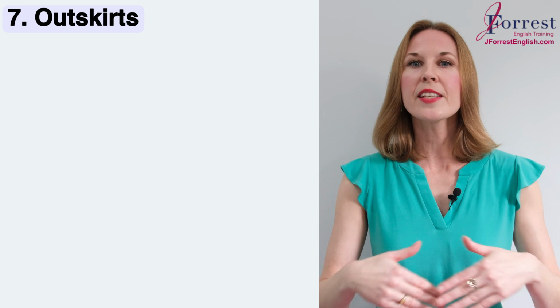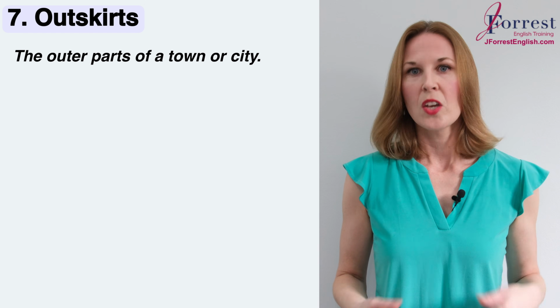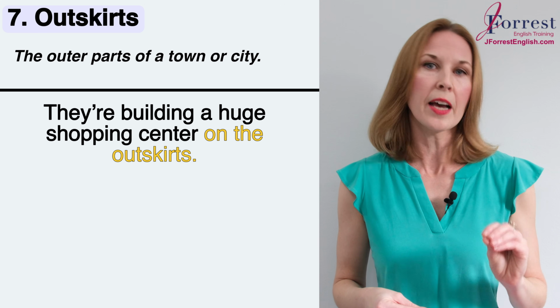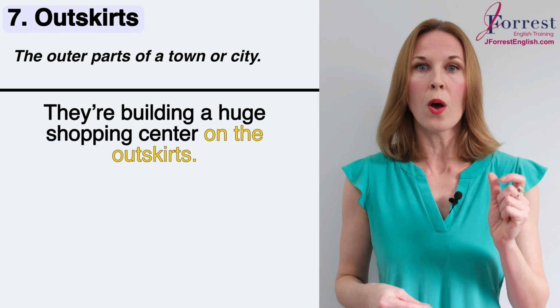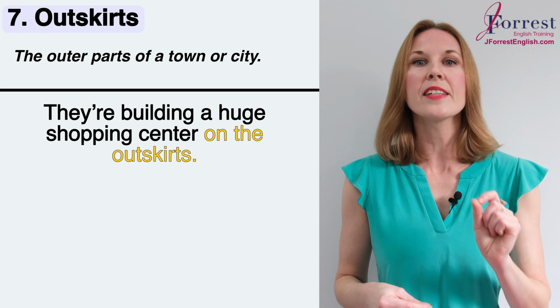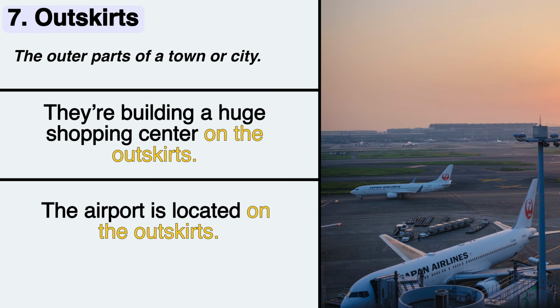Do you know what the outskirts are? This is the outer part of a town or a city. You can say they're building a huge shopping center on the outskirts. So notice the preposition on, and you need the article the. And outskirts has an S on it, is plural, on the outskirts. Or you can say the airport is located on the outskirts, the outer edge of the city.